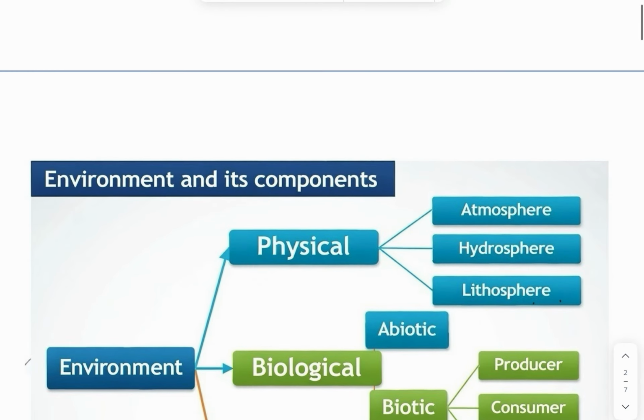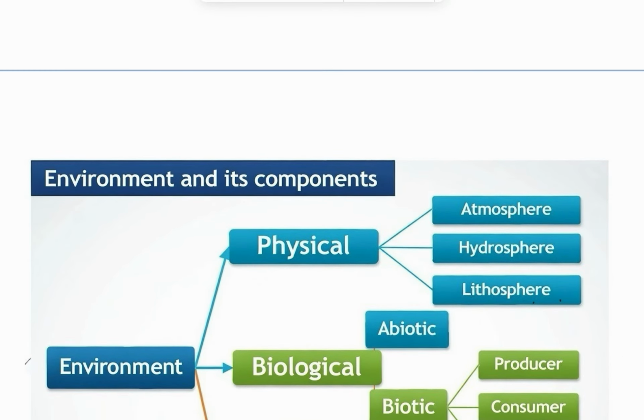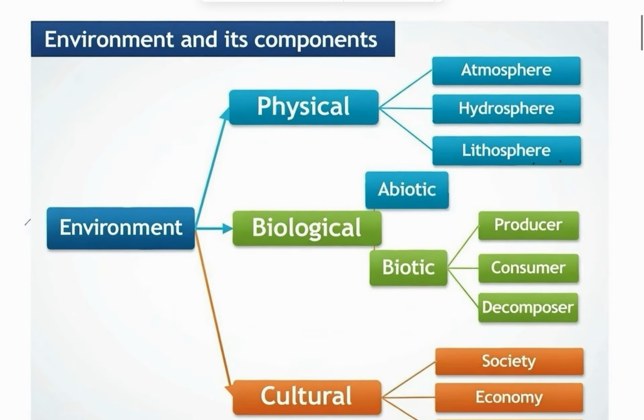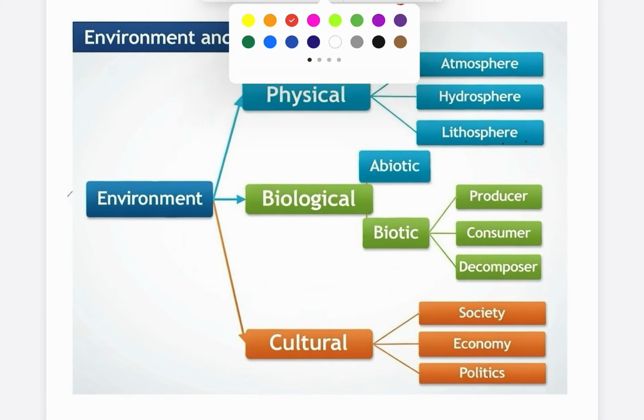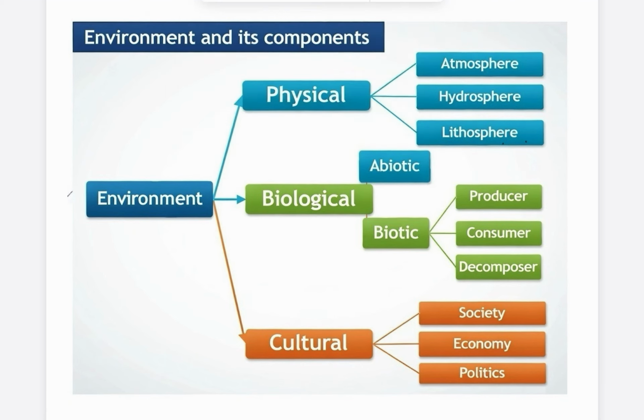So what are the components of environment? Basically, environment is divided into three major components, that is the physical component, the biological component, and the cultural component. The physical component of the environment comprises of atmosphere, hydrosphere, and lithosphere.